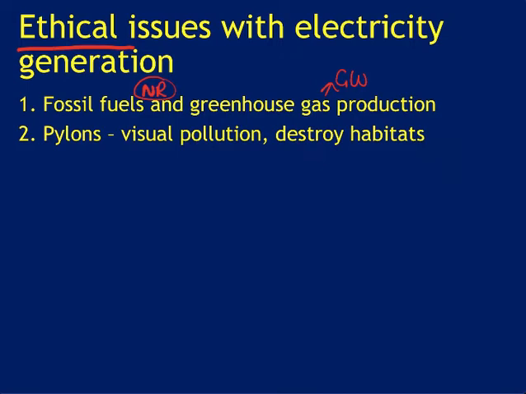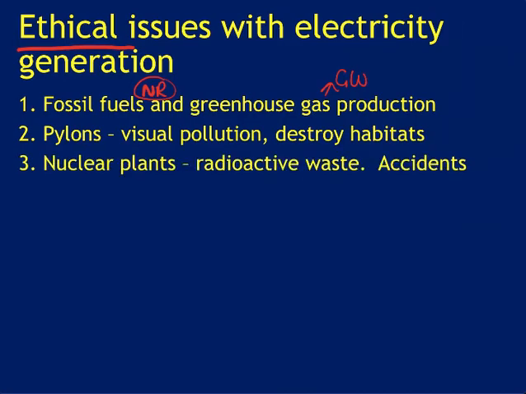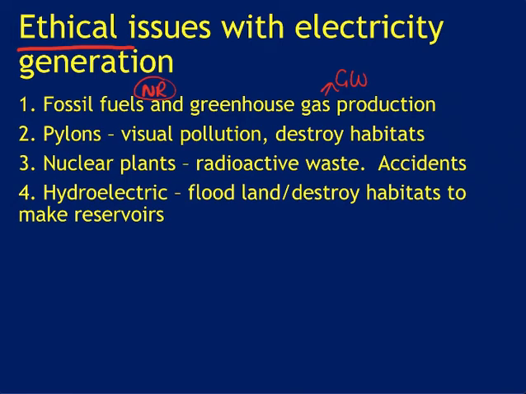Other ones might be the idea of we need pylons now to move that electricity that's made in power stations, and that's a visual type of pollution, and we also destroy habitats to have these pylons. Nuclear plants generate a huge amount of radioactive waste. We don't use it at all in Ireland, and if there's accidents, well, then you're in big trouble. And the last one is hydroelectric. You might not be aware of this, but they actually have to flood land to make the dams, the reservoirs, and not only do you displace people, but you also destroy habitats to make them.